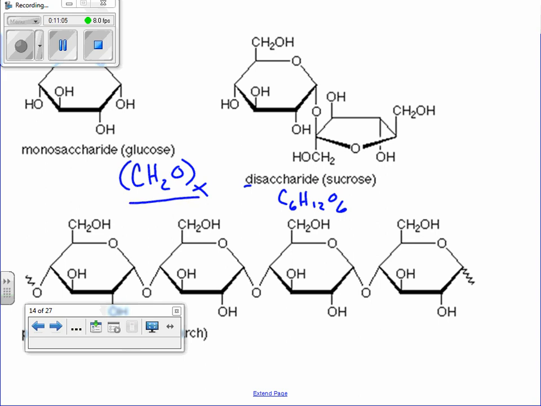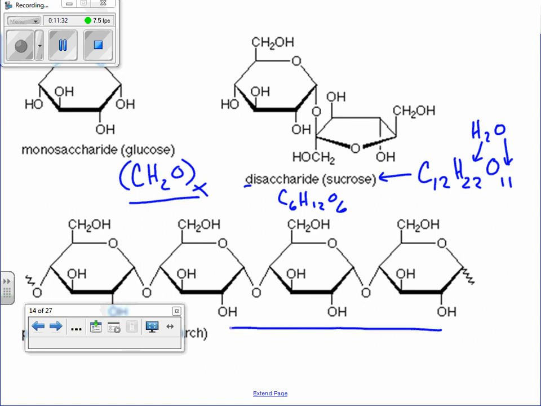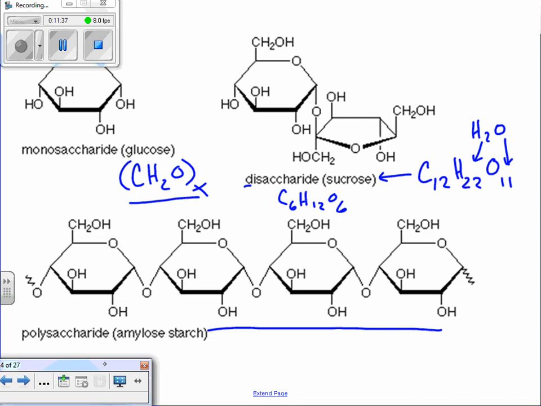Why? Well, you know that when you put 2 monosaccharides together, you have to pull out water. So if you were to do sucrose's formula, it would be C12, H, you would think 24, but it's actually 22, O11, because we're taking out an H2O. So if we added those back in, then it would be 24 and 12, right? So keep that in mind. Disaccharides and polysaccharides are all put together by dehydration reactions, or condensation reactions.